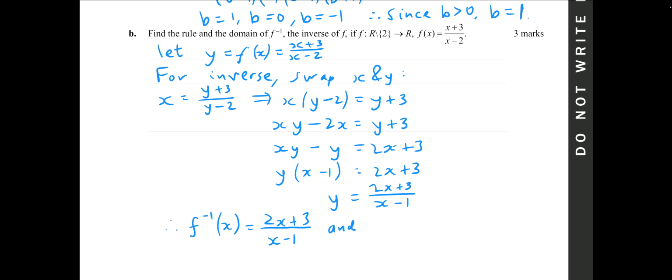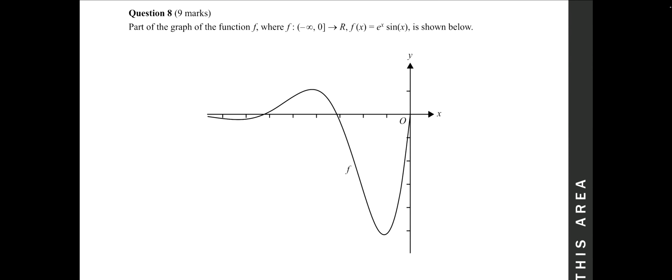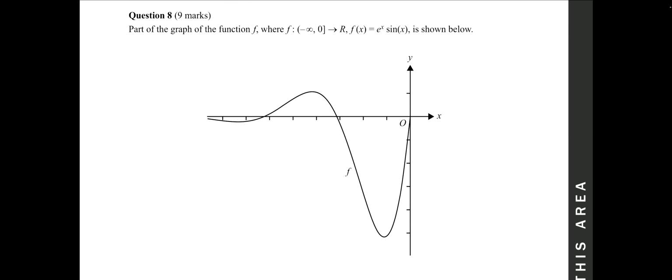And we also want the domain of the inverse. So the domain of f inverse is equal to, so notice over here in the original how the domain was all reals excluding 2, and we had an x minus 2 on the bottom. The same idea here, we have x minus 1 on the bottom, so the domain of the inverse is going to be all reals except positive 1. So there we go. So all real numbers except 1 is the domain of the inverse function. Perfect. Right, moving on to question 8. I believe this is the last question on the paper.